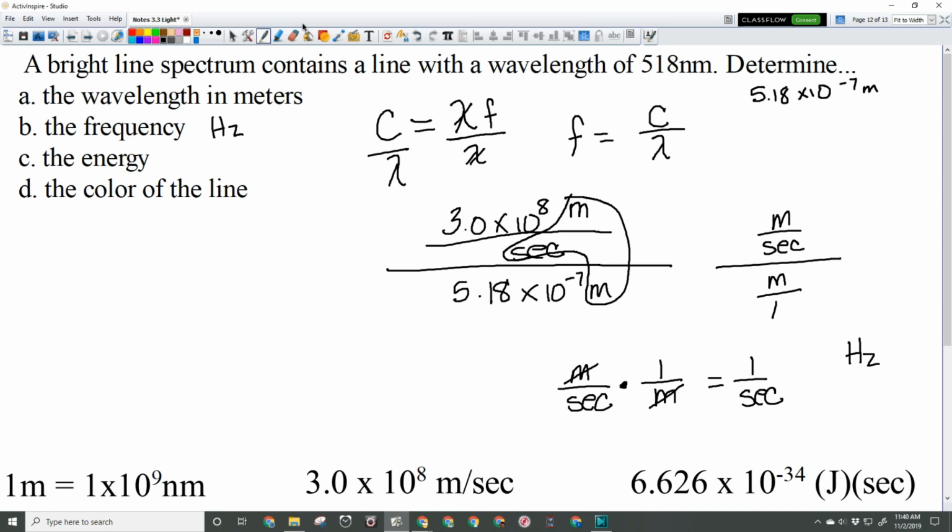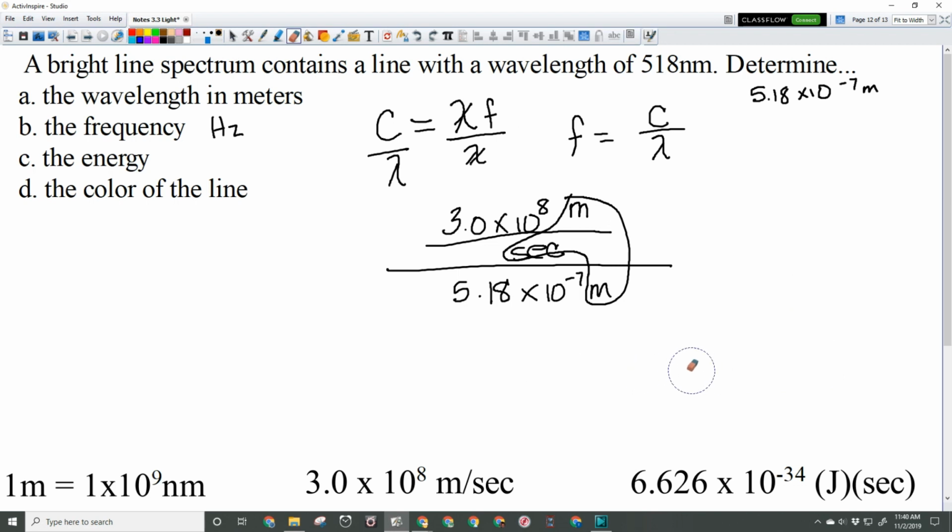Now that I know all my units work out correctly, and I know I'm on the right track, I can just go ahead and do my math. If we clean this up just a little bit and get all the units out of the way, because I worked out the units and I know they are correct, then I can just see the numbers. For the numbers, it's simply 3.0 times 10 to the 8th divided by 5.18 times 10 to the negative 7.